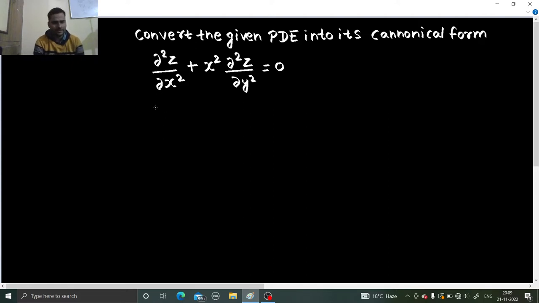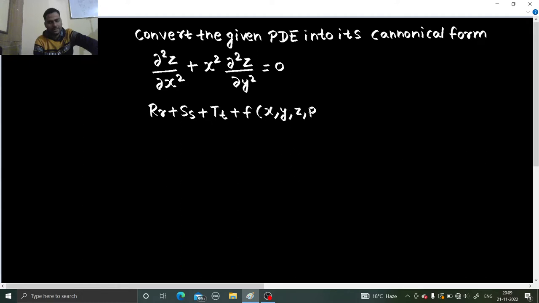So whenever we talk about the partial differential equation, this form comes to our mind: rr plus ss plus tt plus a function of x, y, z, p, q equals to 0. Fine. So this is categorized into three categories: hyperbolic, parabolic, and elliptic. So let's start off. Our step number one is that we will check to which category it belongs.